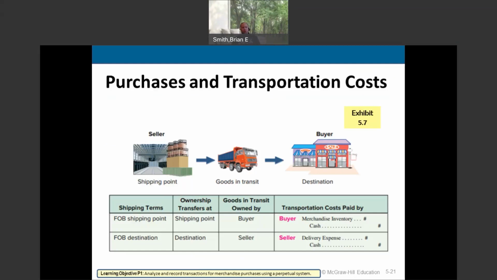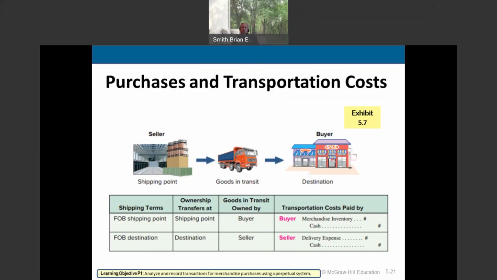Now, I've heard several different answers for what FOB stands for. Okay, freight on board, other things. I've only heard freight on board or something like that. And what it means is freight on board at the shipping point or freight on board at the destination. It's when the transfer of the ownership of the goods occurs.